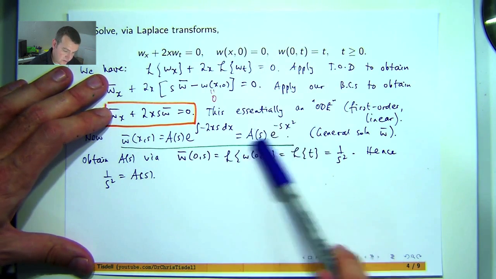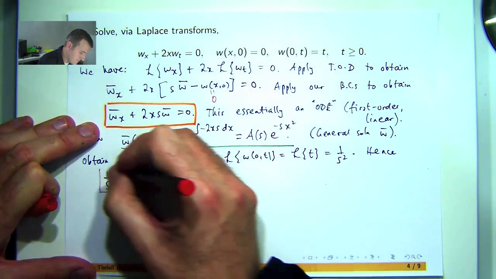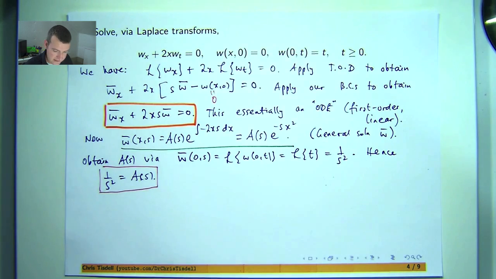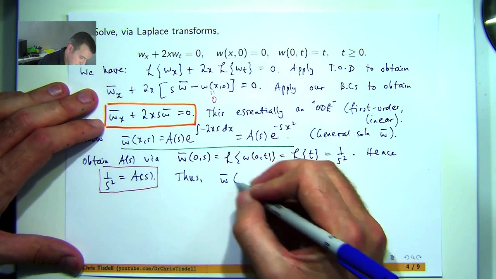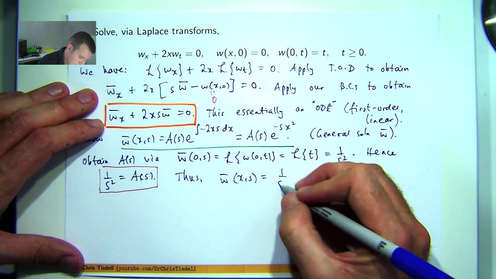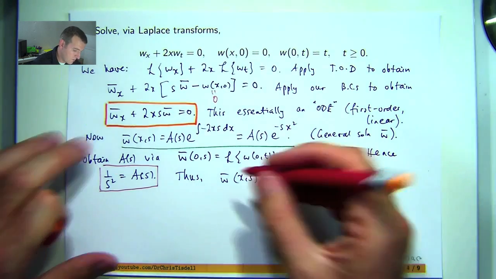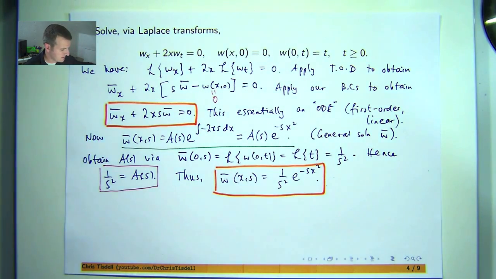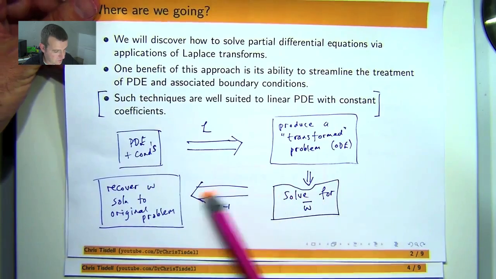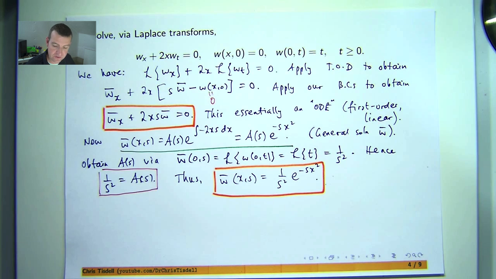Okay, so that and that with x equals 0 gives us my coefficient. Okay. So we've now solved our transform problem. So we've completed this step. Let's move to recover W, the solution to the original problem. We've solved the transform problem. Let's get back to the original setting now.